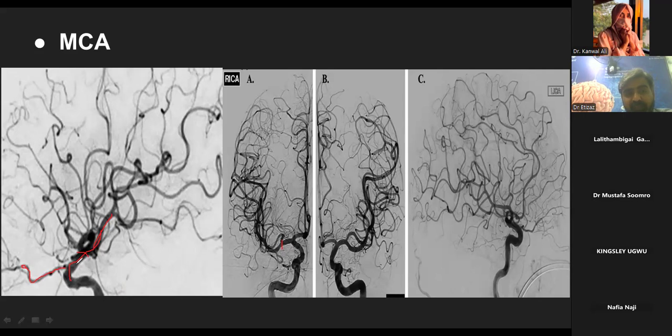The ACA, I think. This one. This is not ACA. Why? Orbitofrontal. No. Ophthalmic artery. Very good. This is ophthalmic.